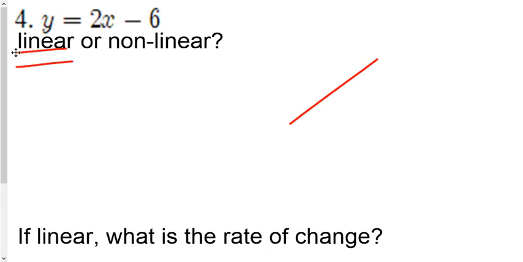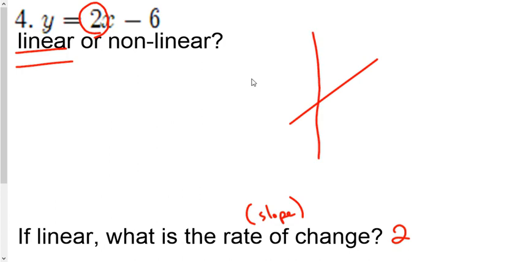So let's go ahead and call it linear. What is my rate of change? Remember, another word for the rate of change is slope. My slope is always going to be the coefficient in front of x. It's what's multiplying the x. So my slope is +2. In case you're wondering why it's not -6, this would be considered your y-intercept.